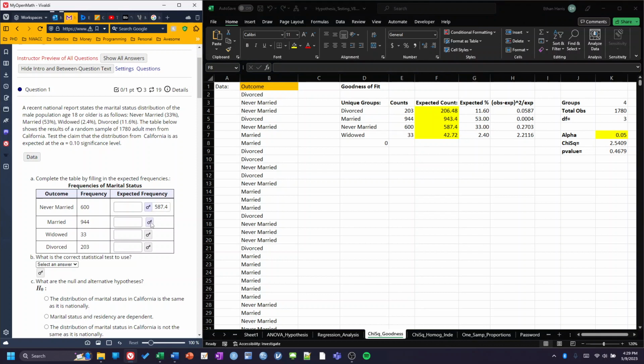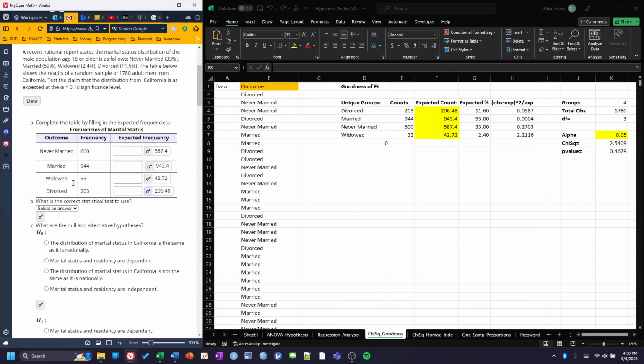So if we look at our answers here, we've got 587.4 for never married, and it's right here. Be sure that these are in different orders, it's just alphabetical difference, and we get the right numbers. 587.4. Married was 943.4. Great. Widowed 42.72. Great. And divorced is 206.48.